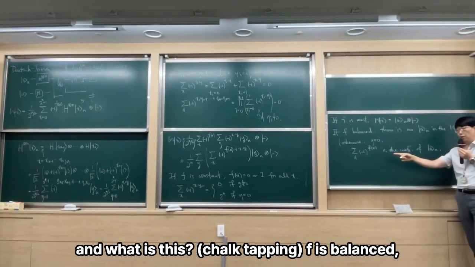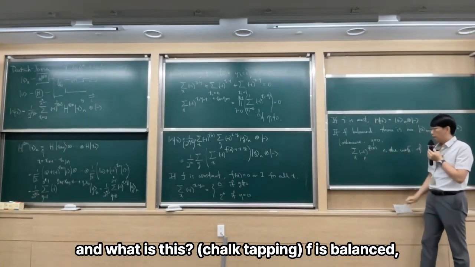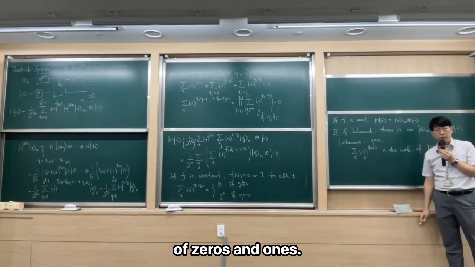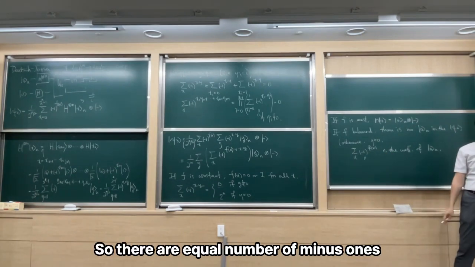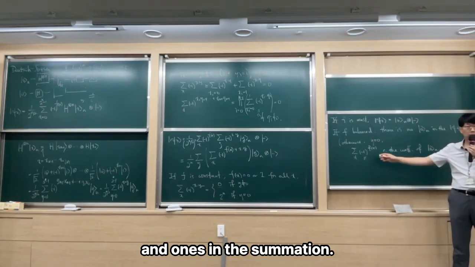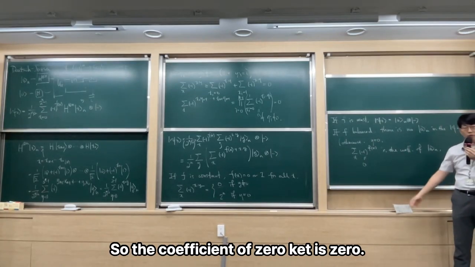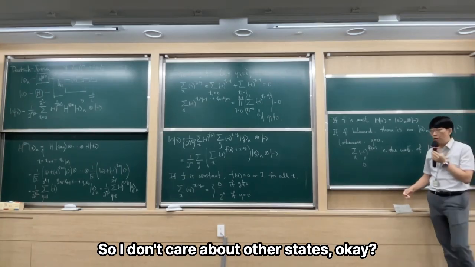And what is this? F is balanced, so there are an equal number of zeros and ones. So there are an equal number of minus ones and ones in the summation, so it's 0. Yes, so the coefficient of the 0 cat is 0. So I don't care about other states.